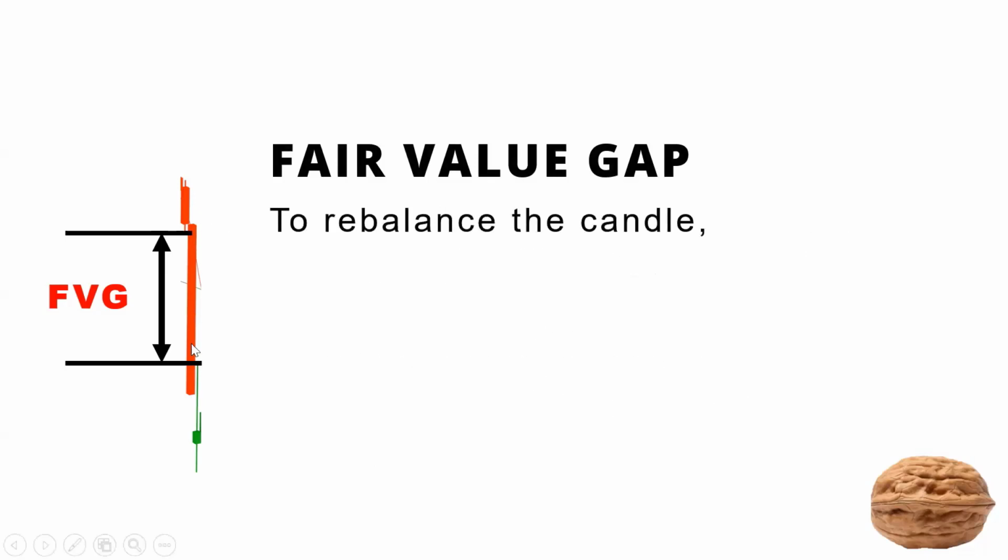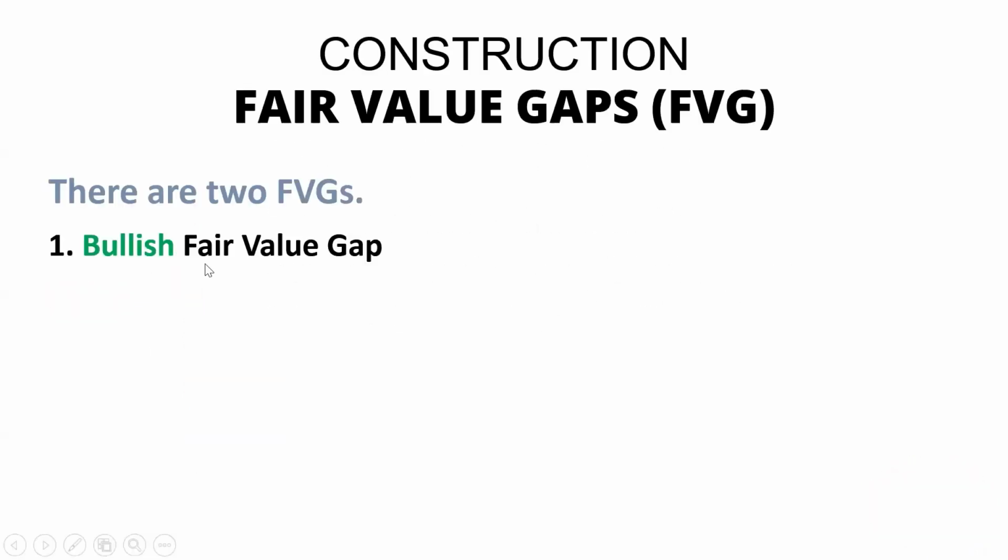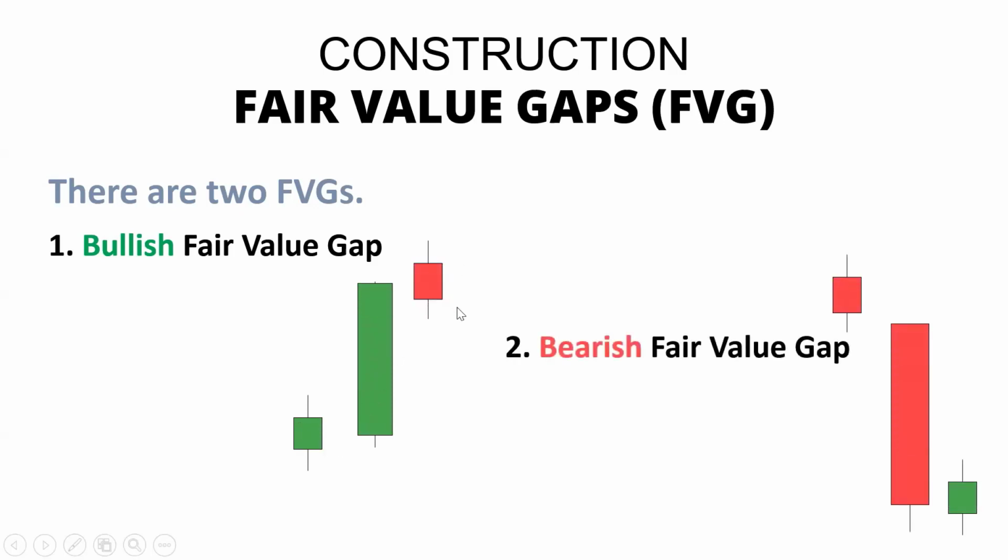So in this case, we can see there is a strong down impulse candle, and there is a fair value gap that needs to rebalance the candle in order for orders to be filled in the prices of the candle with a fair value gap. We're going to talk about a bullish fair value gap. So we have candle 1, candle 2, and candle 3. We then have a bearish fair value gap, candle 1, candle 2, and candle 3.